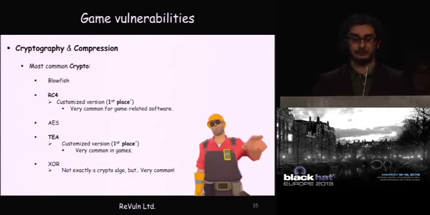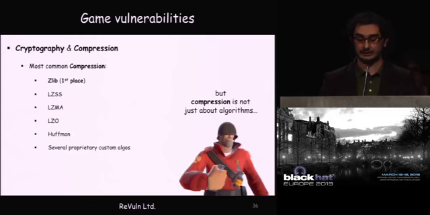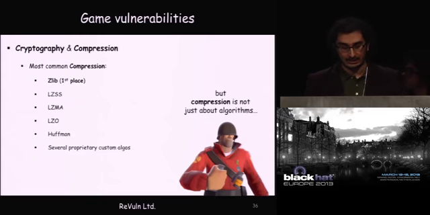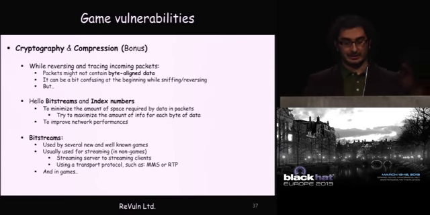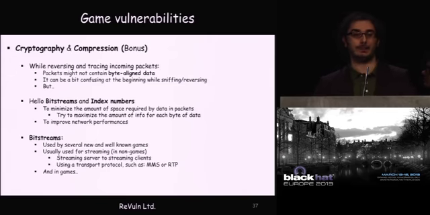For crypto algorithms, the most widely used are RC4 and TEA, and for compression it is zlib. But when we are thinking about compression, it's not just related to algorithms. Compression is even related to structure. If you're dealing with games, usually the data inside packets or memory or inside the game engine is not byte aligned, which means that very often we need to deal at bit level.